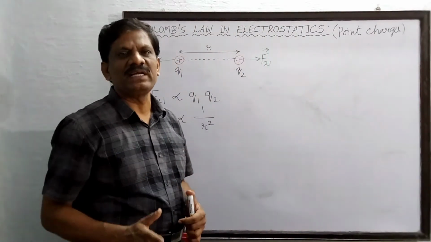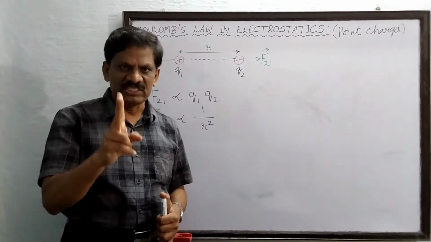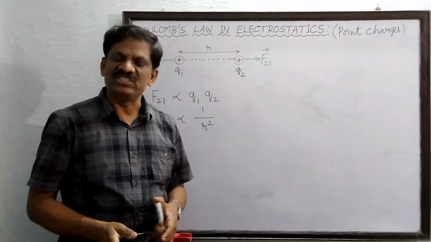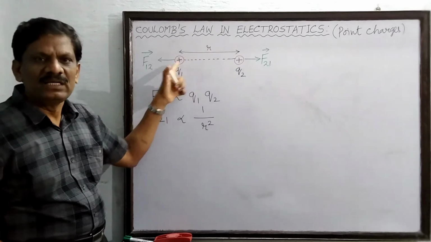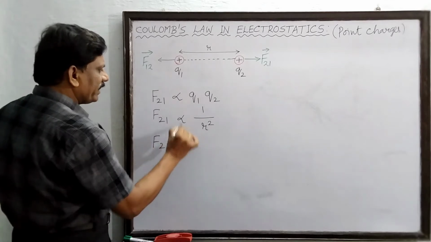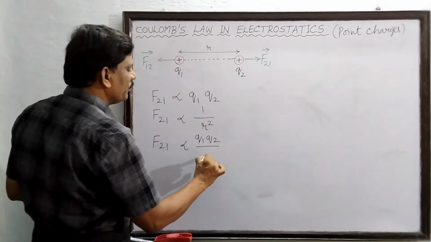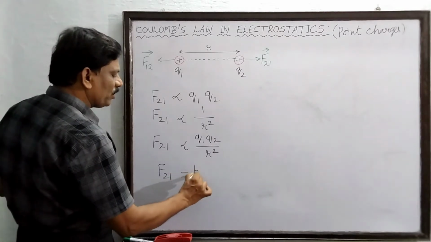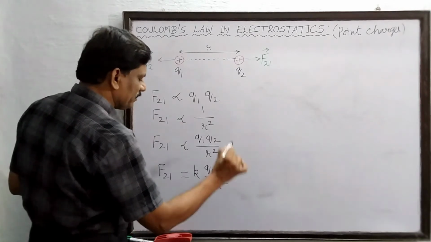So Coulomb's law in electrostatics states that the force of attraction or repulsion between two point charges is directly proportional to the product of the magnitudes of the charges and inversely proportional to the square of the distance between the two charges. Combining, I can write F21 is proportional to Q1 into Q2 divided by r squared, or it is equal to a constant of proportionality K into Q1 Q2 divided by r squared.